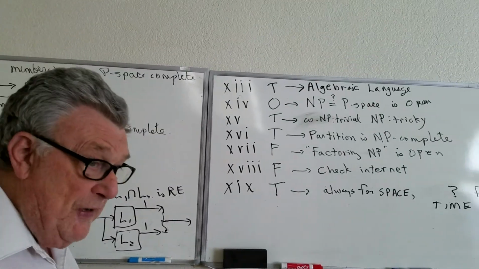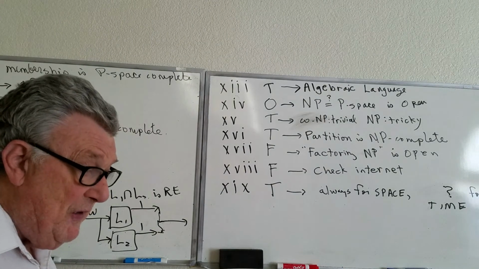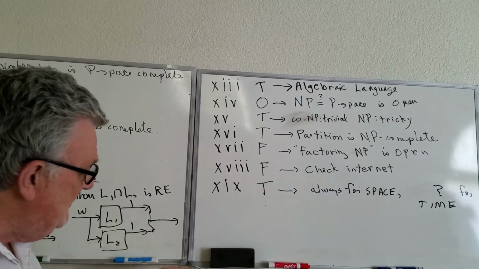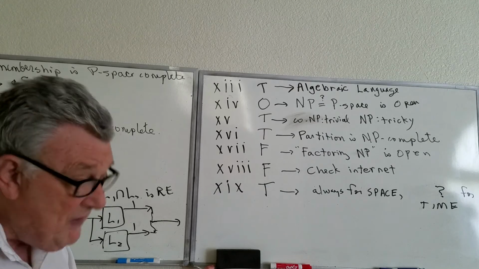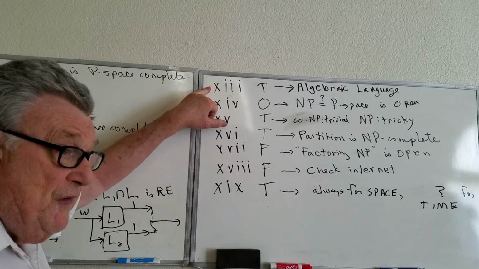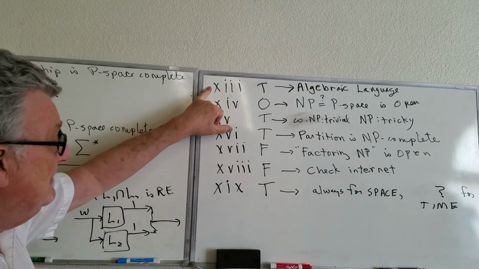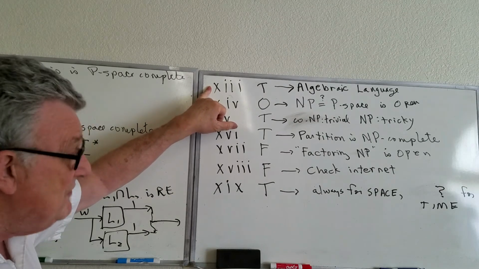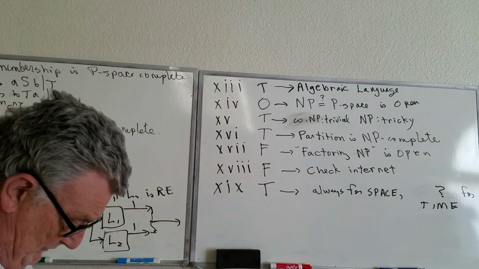All the regular expressions, the set of all the regular expressions over a given alphabet, is an algebraic language. And as a general rule, algebraic languages are context-free, but not regular. So if I say the language of all regular expressions over an alphabet is regular, the answer is false. But if I say it's context-free, the answer is true.